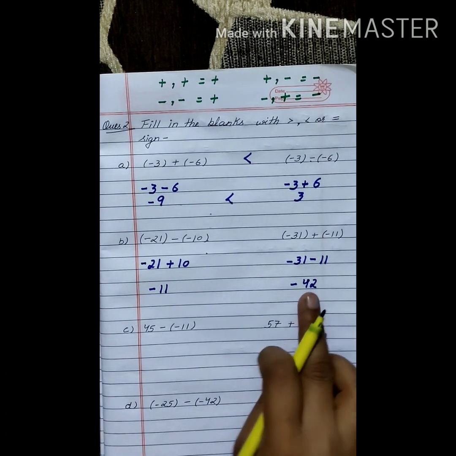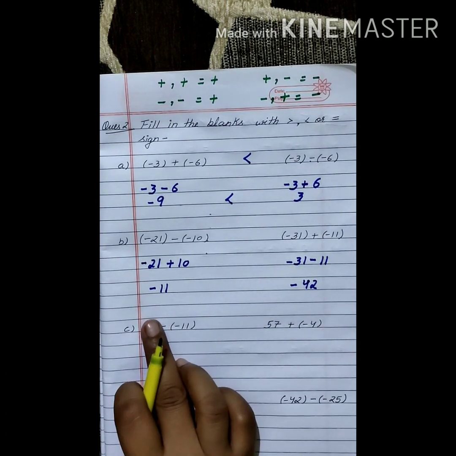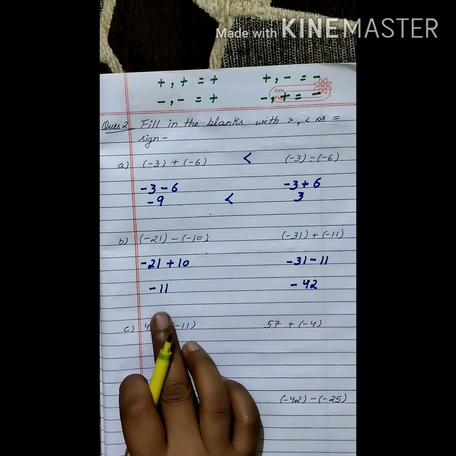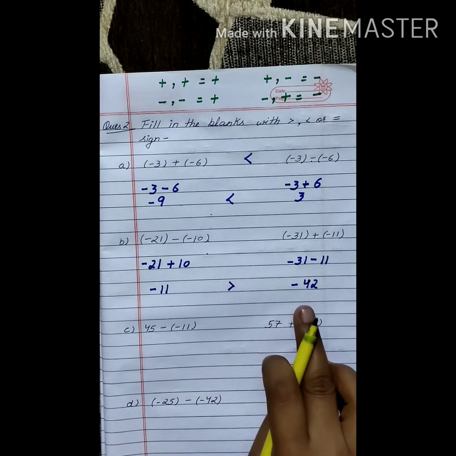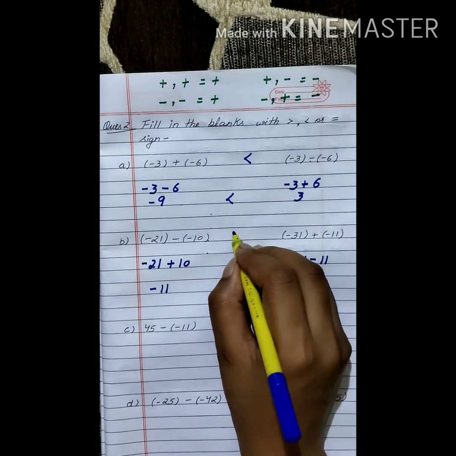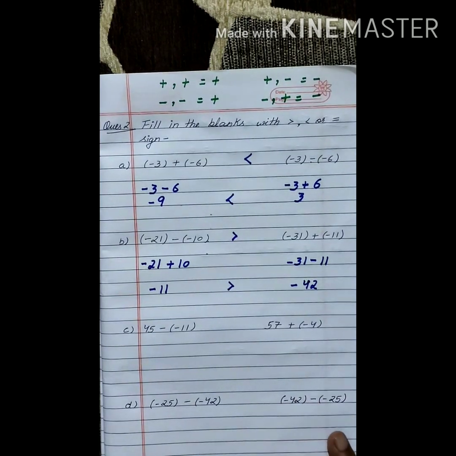Now we compare these two terms. We know that in negative integers the smaller one is greater, so here 11 is smaller, that means minus 11 is greater than minus 42, so LHS is greater than RHS.